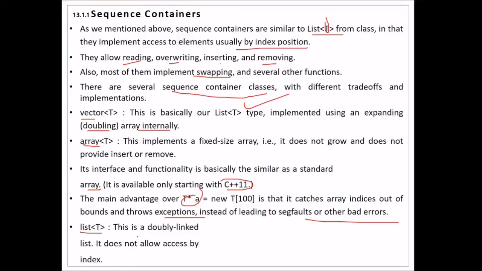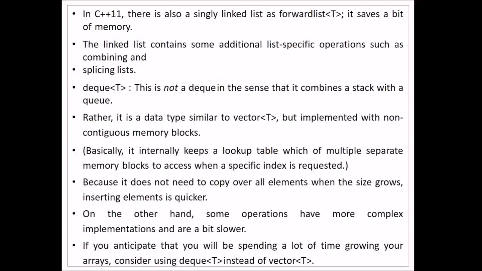And list is a doubly linked list. It does not allow access by index. In C++11, this is a standard specification. There is also a singly linked list as forward list. It saves a bit of memory, but generally people use the doubly linked list. The linked list contains some additional list-specific operations like combining and splicing lists.